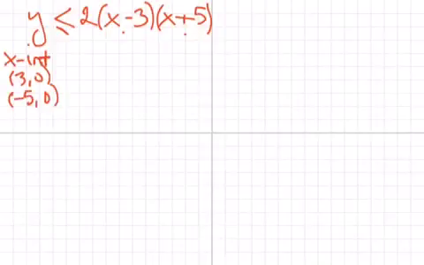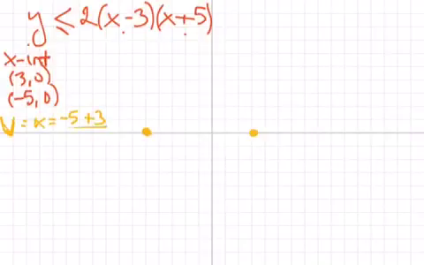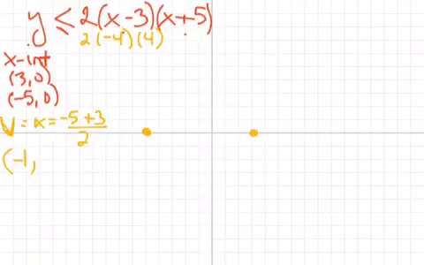So I'm going to plot those 2 points, so I get 3 comma 0 and 1, 2, 3, 4, 5 comma 0. Okay, and then I know that the vertex is going to happen halfway between those points. So I'm going to take my x-intercepts and add negative 5 plus 3 divided by 2. So that's negative 2 divided by 2, so I get negative 1. And if I plug in negative 1, I'm going to get 2 times negative 4 times positive 4. So that's negative 32.